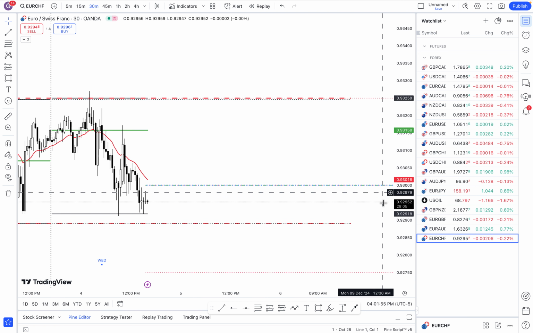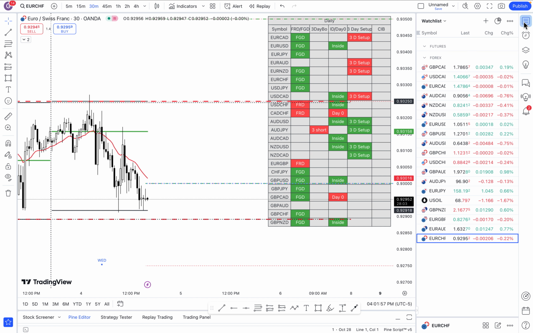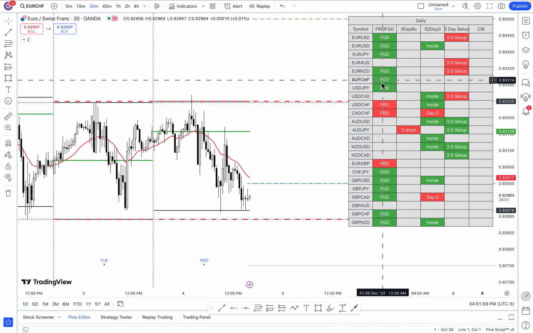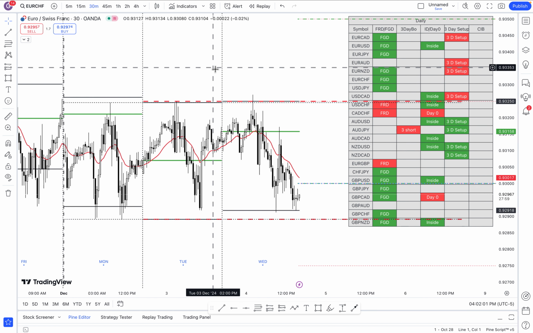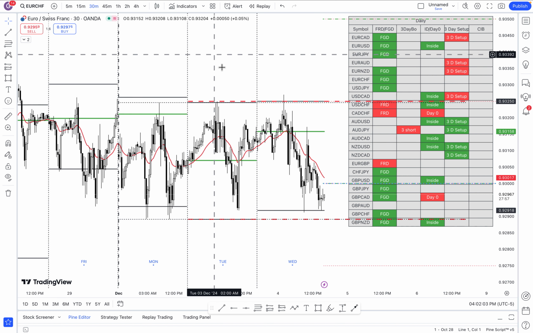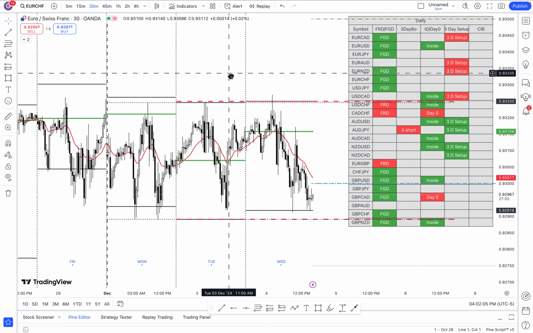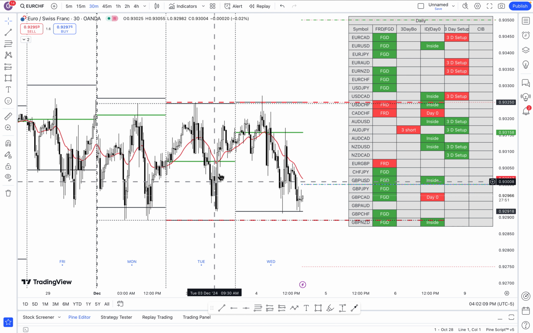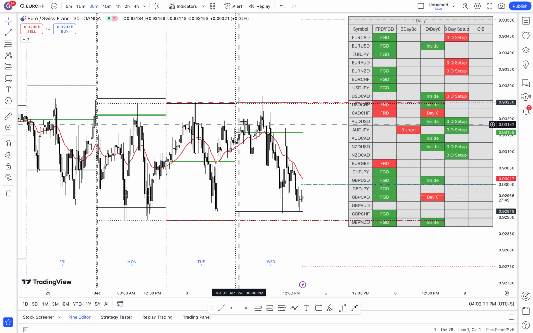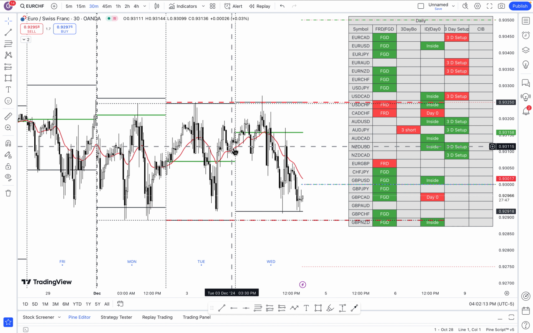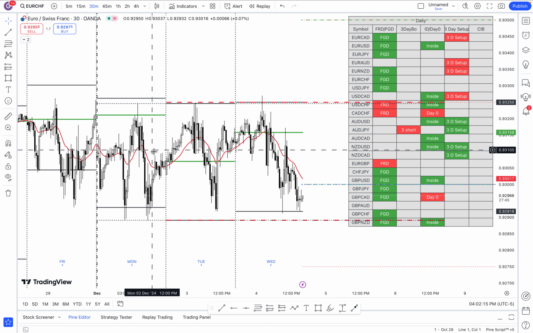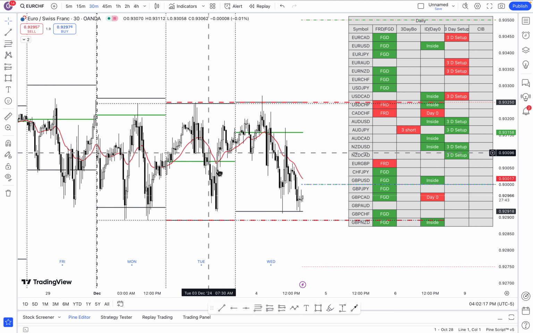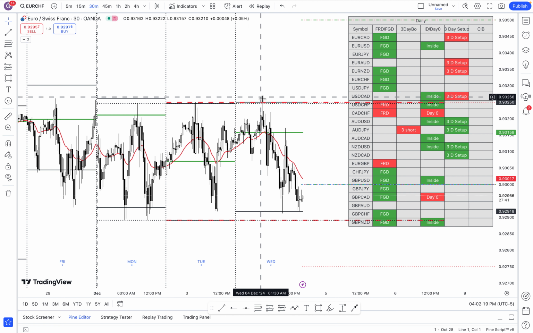Euro Swiss franc closed as an FGD, but what happened? The market did not respect that criteria. Euro CHF Tuesday closed above the previous close, closed as a green day, but then we had a market that violated those terms, broke out of the high.